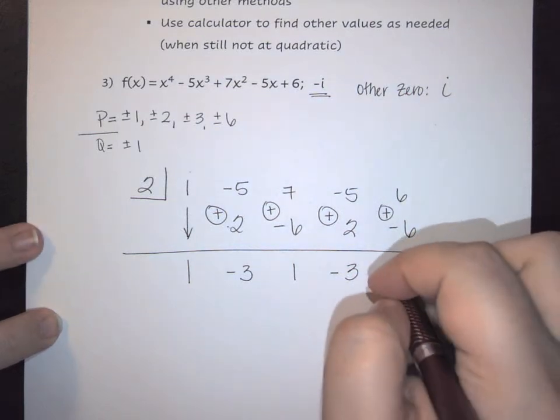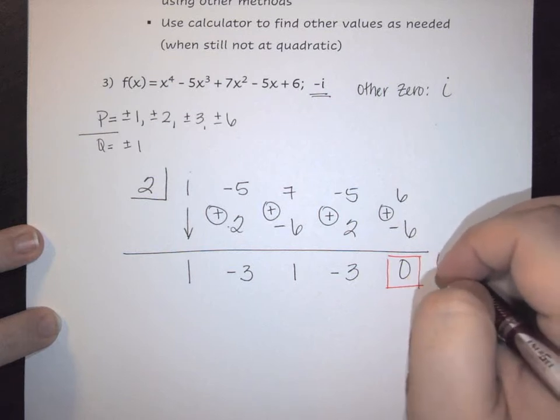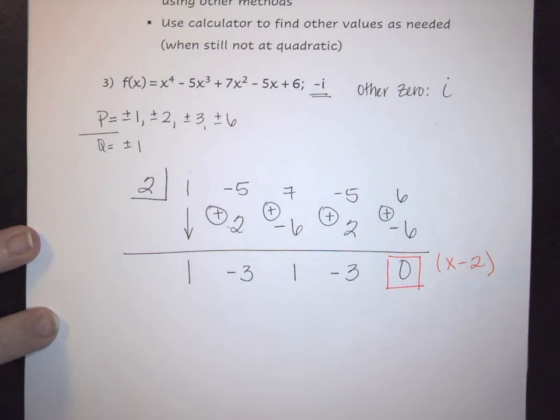Now, just like before, this is what we are looking for, and because of that, it says that we have a 0 at the point x minus 2.